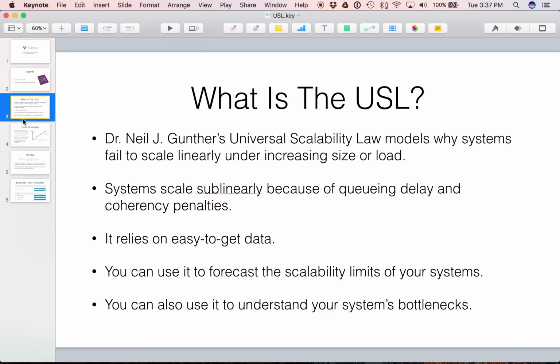And you can use the Universal Scalability Law to determine, first of all, the scalability limits of your system, so you can project the model out beyond the observed data to figure out how much runway you have before your system starts to struggle. And secondly, you can understand why your system doesn't scale linearly as it should. You can understand which of the two factors at play is really dominating, and therefore what you can do to make it scale better.